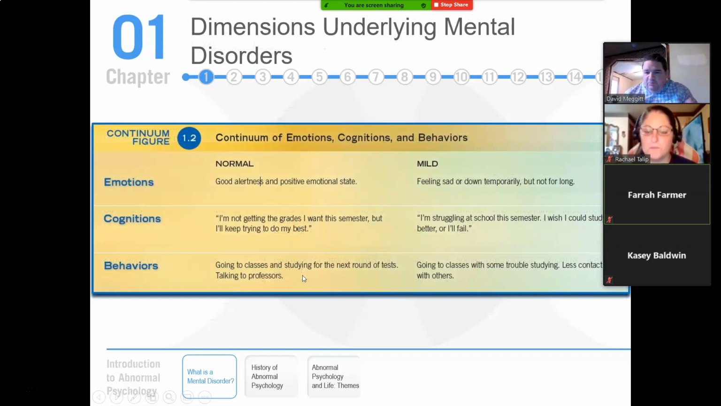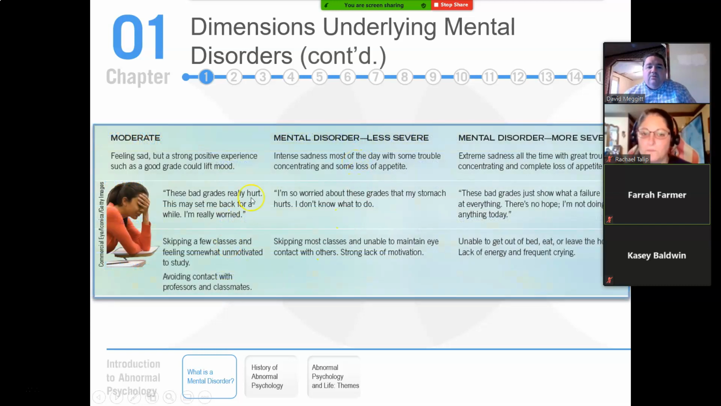So I don't want to just read right off of these things, but these are all things that are really important as far as considering mental health issues. Emotions, good alertness, positive, and then we get to the continuum. It's mild, feeling sad or down, but not for long. So a lot of the things that determine whether or not somebody has a mental health issue is the length of time somebody experiences distress, or the length of time that somebody experiences sadness or anxiety, etc. And as we continue down the continuum, it gets from moderate to mental disorder, less severe, mental disorder, more severe.